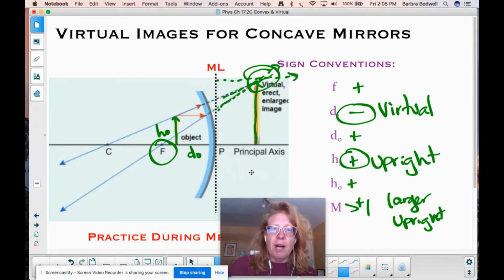These are a little bit awkward. Most of the time, I'm going to ask you to draw real images, but there'll be 1 or 2 of these. On the performance assessment, 1 of the 2 images I'll give you will be virtual. So kind of keep that in mind.